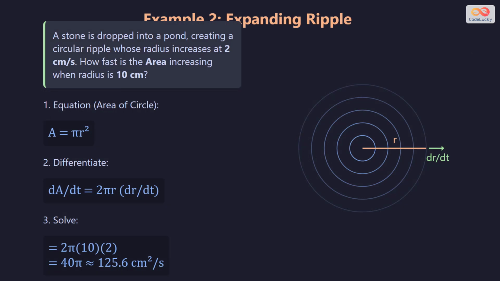Let's try a quick second example with a circle. If the radius of a ripple grows at 2 centimeters per second, how fast is the area changing? We start with the area formula, A equals pi r squared. Differentiating gives us dA/dt equals 2 pi r times dr/dt. Plugging in the radius of 10 and rate of 2, we find the area increases at 40 pi centimeters squared per second.